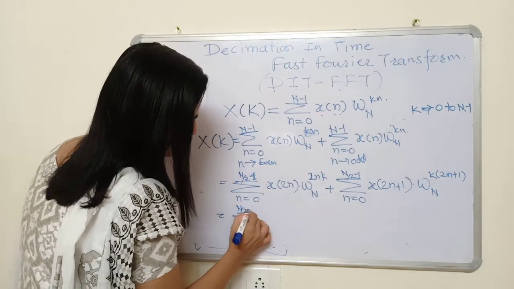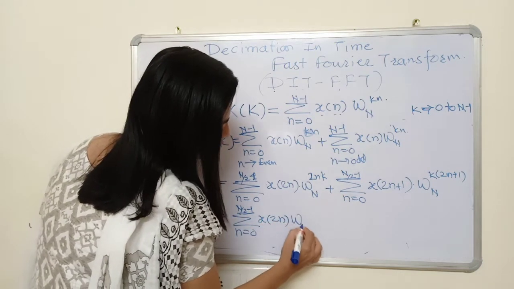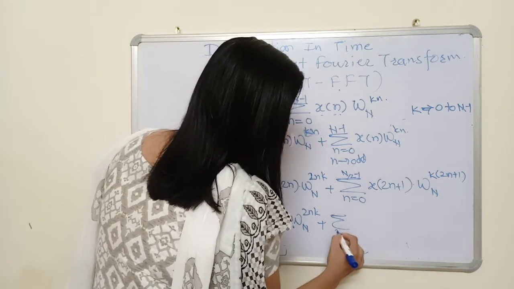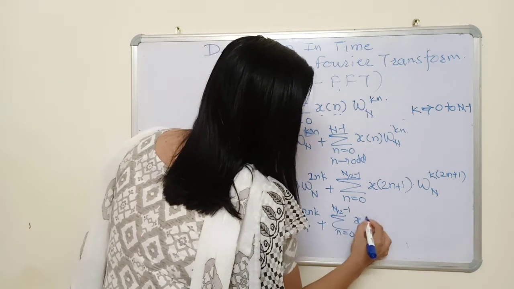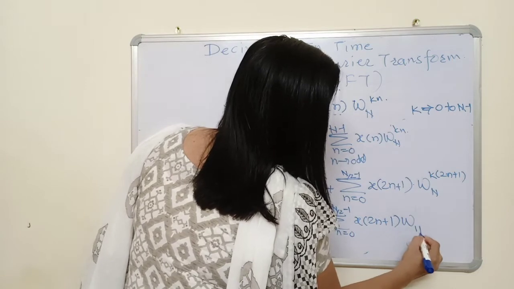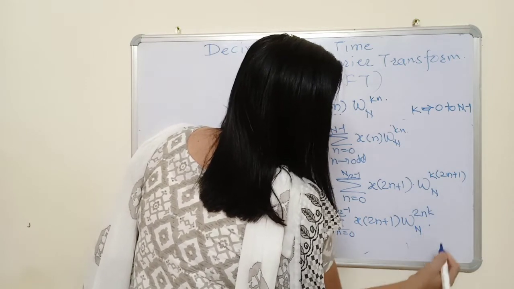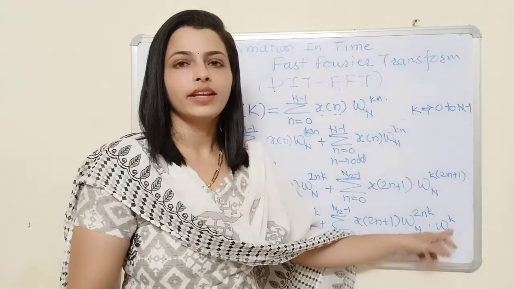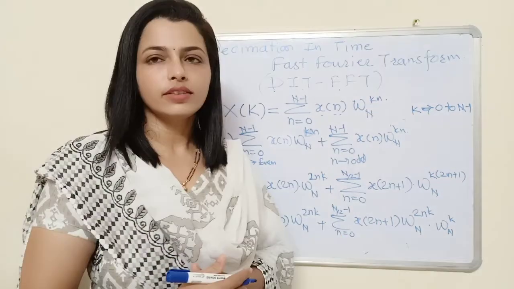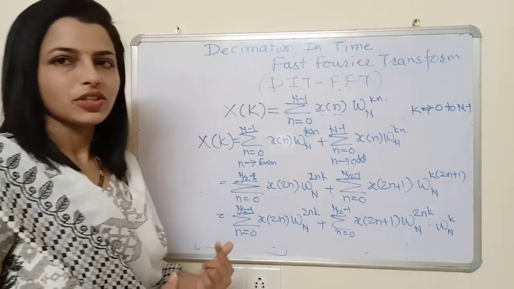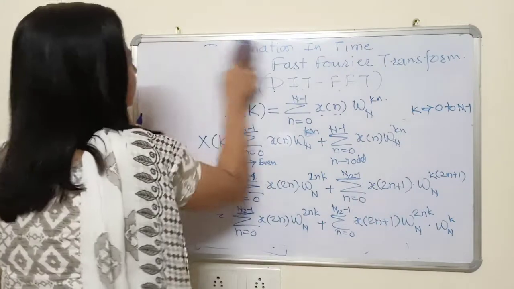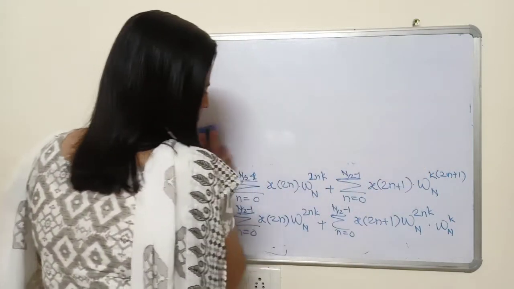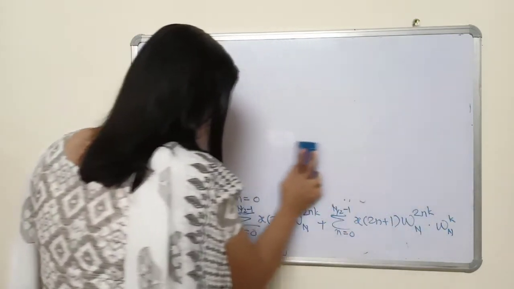n varying from 0 to n by 2 minus 1, x of 2n, we'll keep this term as it is, plus we'll simplify this now, n starting from 0 to n by 2 minus 1, x of 2n plus 1, omega n raised to 2nk into omega n raised to k. Now this last term omega n raised to k does not have the small n in it. So we can take this term outside this summation. Okay. So I'll write this at the top. I hope you have understood all the steps.